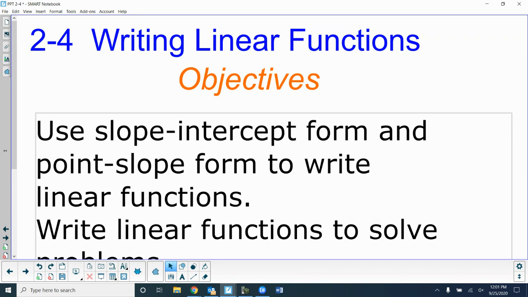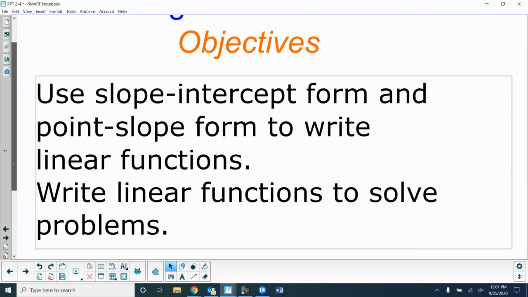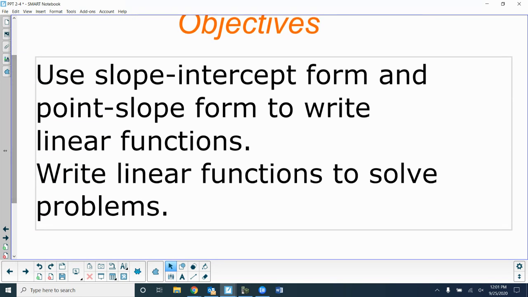All right, so today we're going to write linear functions. We're going to use slope-intercept form, which is y equals mx plus b, or we're going to use a new one, point-slope form, to write linear functions. And we're going to have a few word problems that are really, really simple.